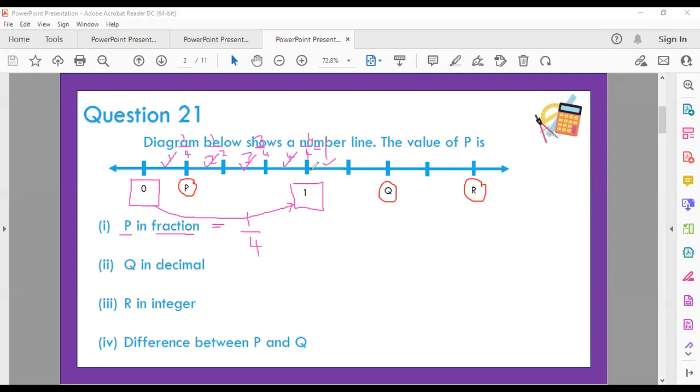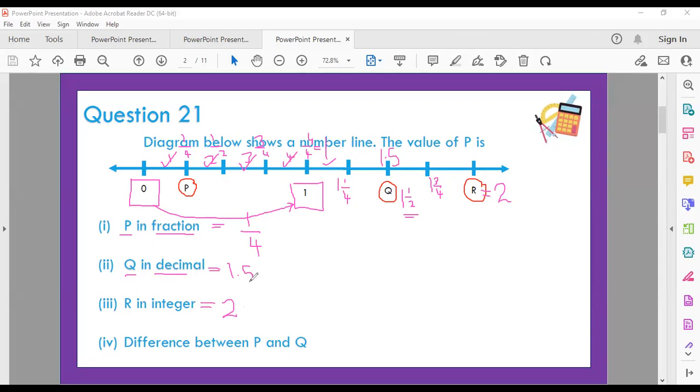1/4. Now, using the same principle, this would be 1 1/4. And this would be 1 1/2. 1 3/4. And definitely this, you already know, it's going to be a full 2. So R is a 2. Q in decimal. So Q is 1 1/2. 1 1/2 is 1.5. Simple conversions.